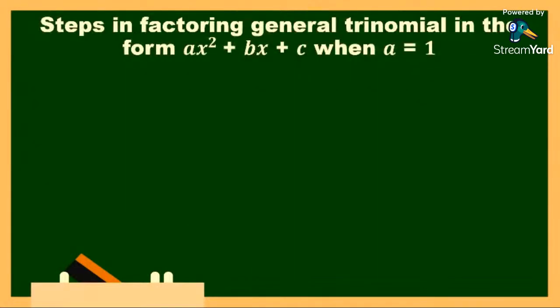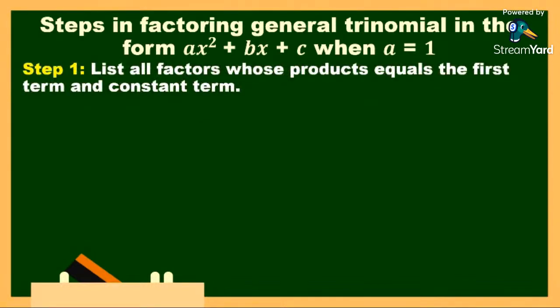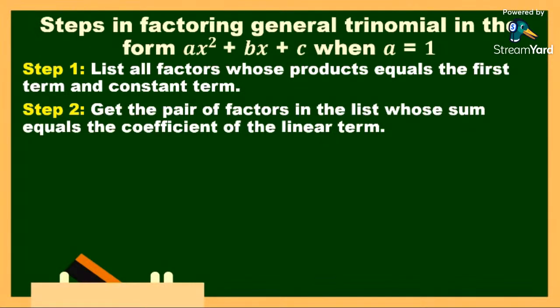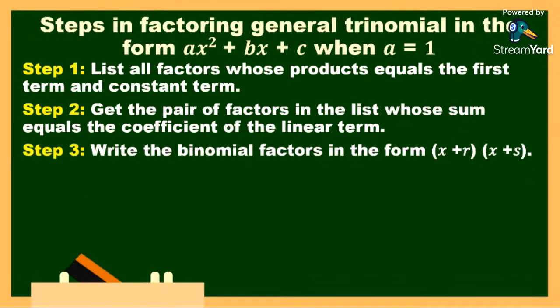These are the steps in factoring general trinomial in the form ax squared plus bx plus c when a is equal to 1. Step 1. List all factors whose products equals the first term and the constant term. Step 2. Get the pair of factors in the list whose sum equals the coefficient of the linear term. Step 3. Write the binomial factors in the form the quantity x plus r times the quantity of x plus s.